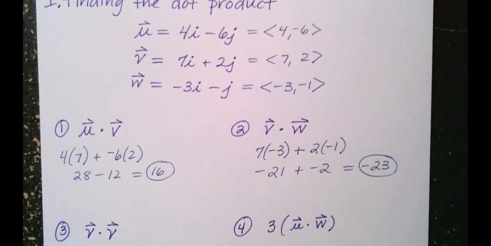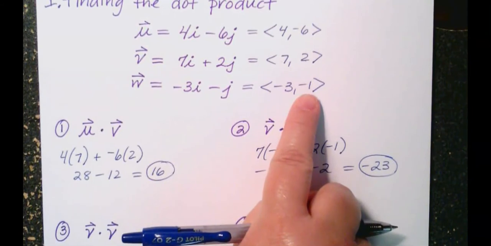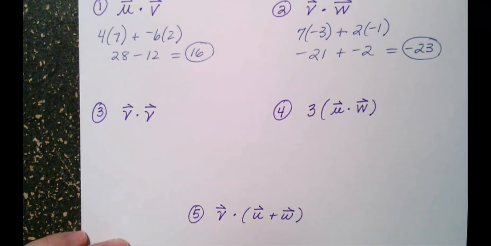Now sometimes you only have an i or you only have a j. If that's the case, you would treat the letter that you don't see as just having a 0 in front. Like if this just said negative 3i, then I would consider that negative 3i plus 0j, and I'd have a 0 right here.